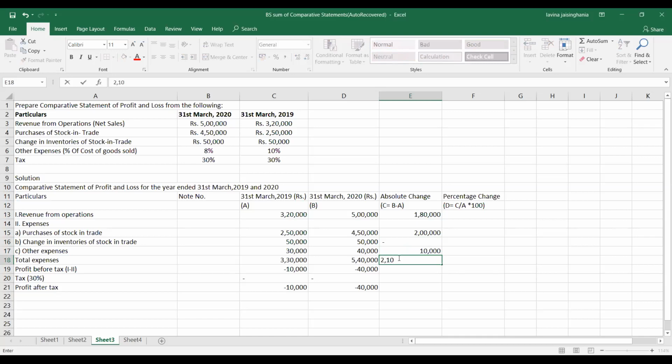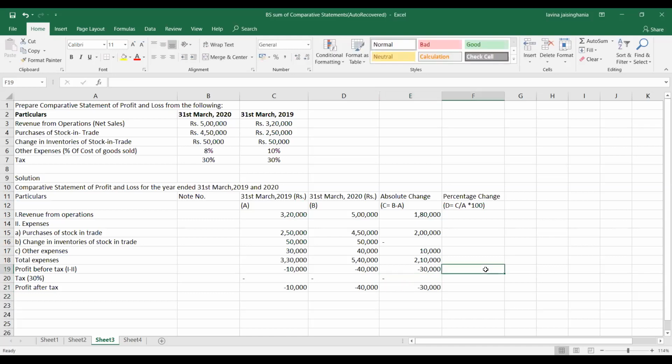Then in profit there's a change, that there is more loss of 30,000, so write down in bracket that there is more loss of 30,000. See, negative, because the value is in negative, so I have written it in brackets. Okay, there's no tax, so leave it blank, and profit after tax stays the same, that means loss of 30,000. This is a very simple step.